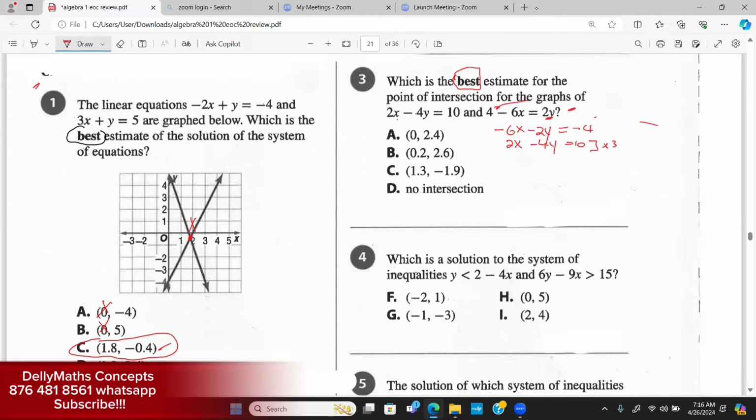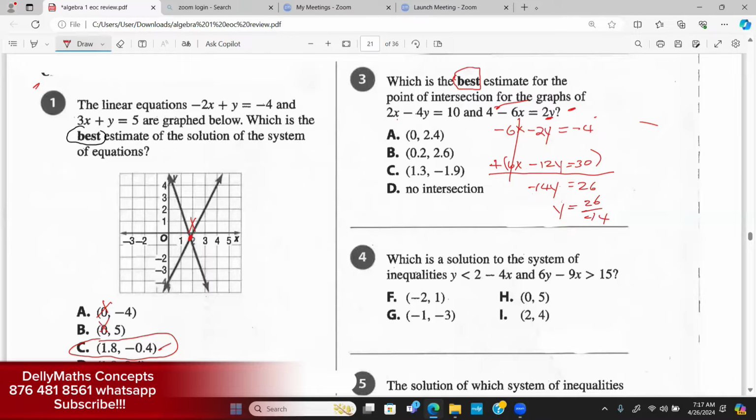I'm going to multiply this one by 3 so that I can eliminate the x values. I get 6x minus 12y equals 30. So I recreate a third equation so that I can link these together. Now we want to add them. Negative 6x plus 6x gives me 0, this is gone. When we add, we get negative 14y equals positive 26. So y is 26 over negative 14.